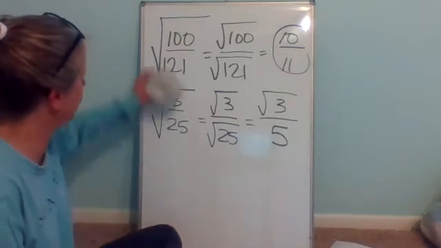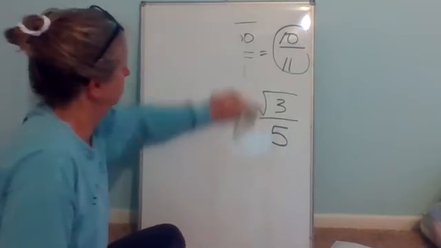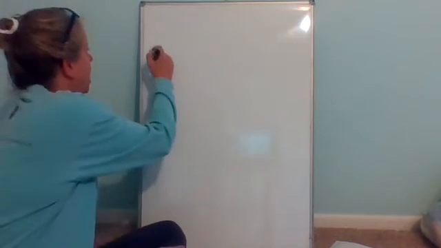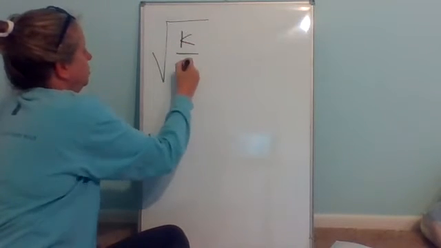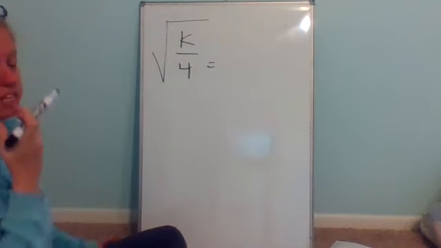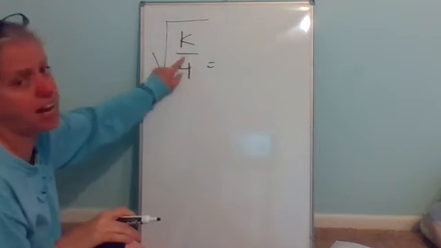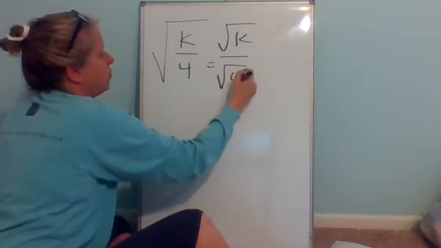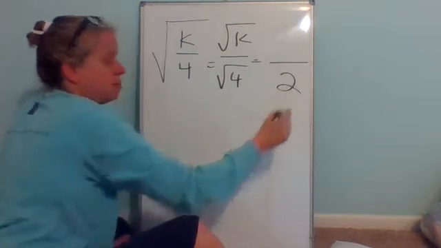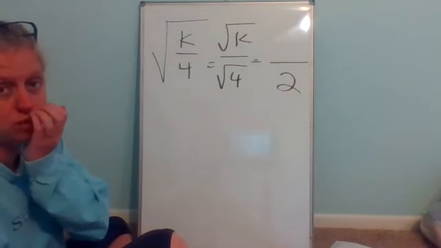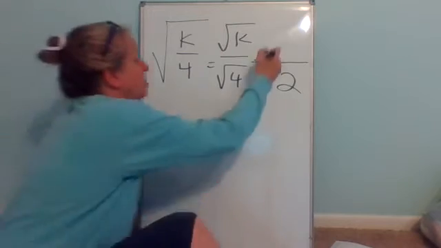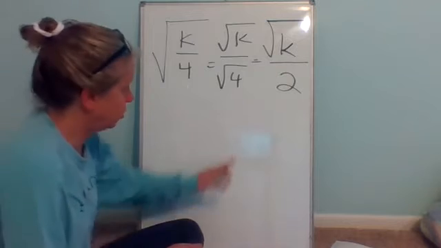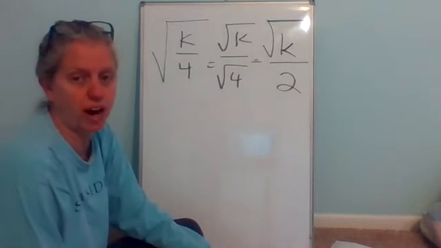Okay, same thing on number 3. You have the square root of k over 4. So I definitely want to separate these, right? Because I see that I can simplify that bottom. So I'm going to have the square root of k over the square root of 4. I notice that I can simplify the bottom, right? Because the square root of 4 is 2. But I can't do anything with the top. So I'm just going to leave it as the square root of k, so it still has the radical symbol around it.